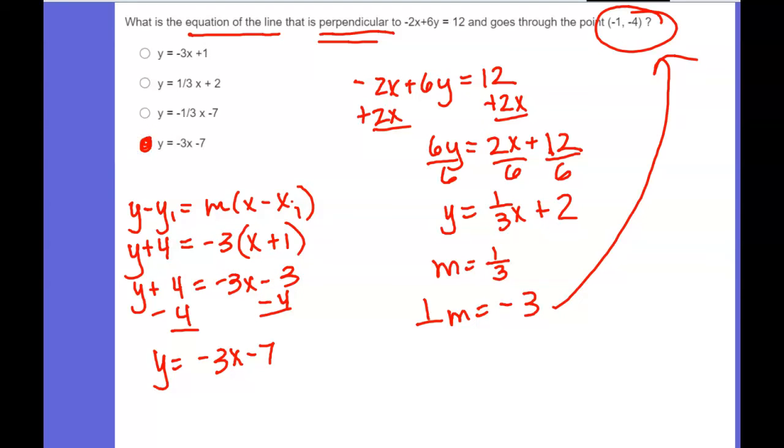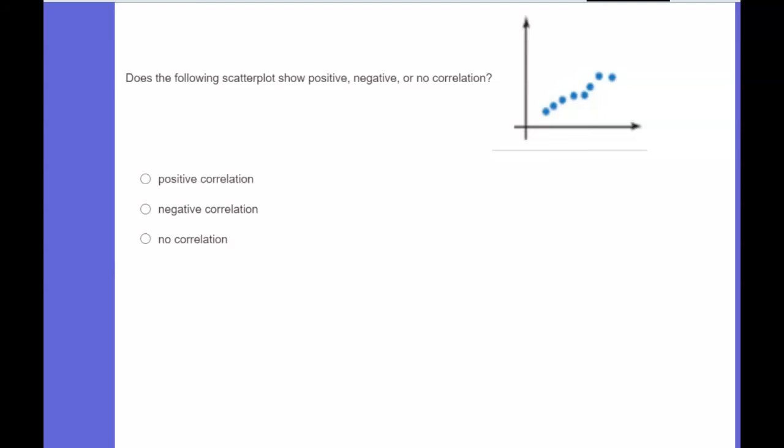Okay, moving on. All right, the next example, we're looking at a scatter plot. We want to know if it shows a positive, negative, or no correlation. Okay, so our scatter plot, if we look at it, envision it going kind of positive up like that. If we did a line of best fit, it would be a positive slope. So we would say that there's a positive correlation.